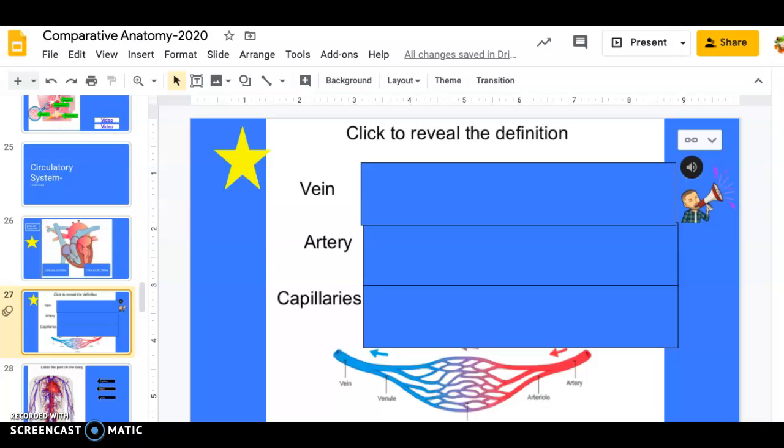All right, now that you saw those, I want to head to the next slide here, slide number 27. So let's talk about a few of the tubes that carry blood to and from the heart and what they're called. You can move these things out of the way.